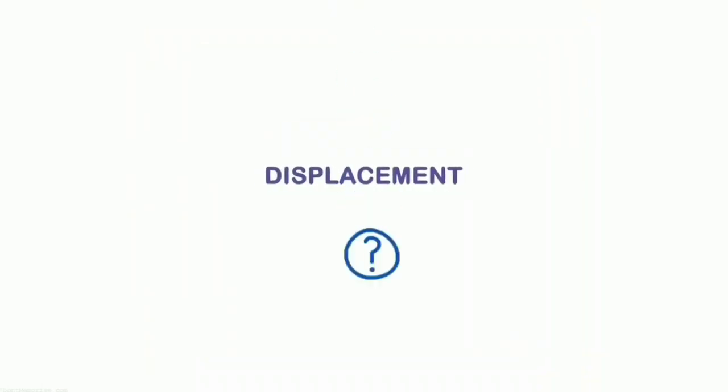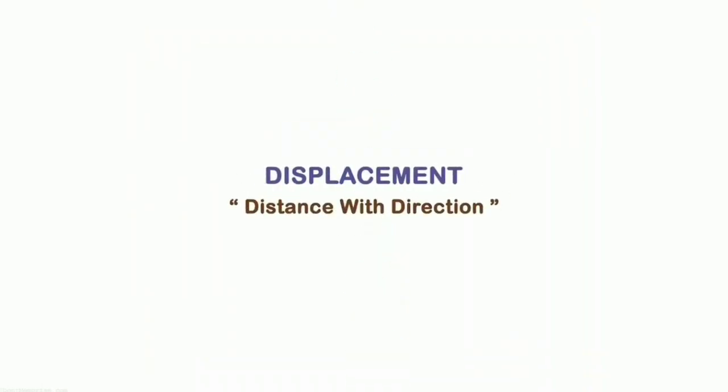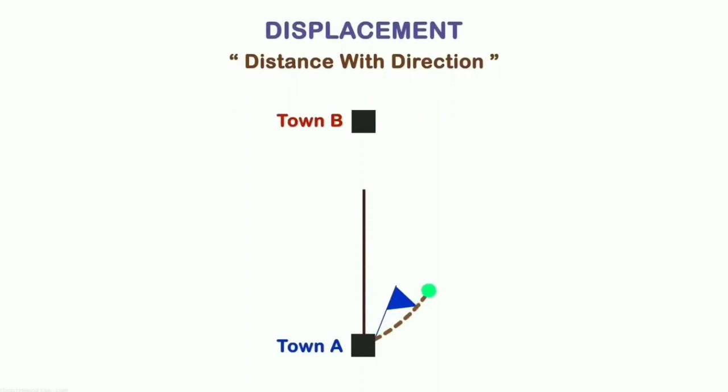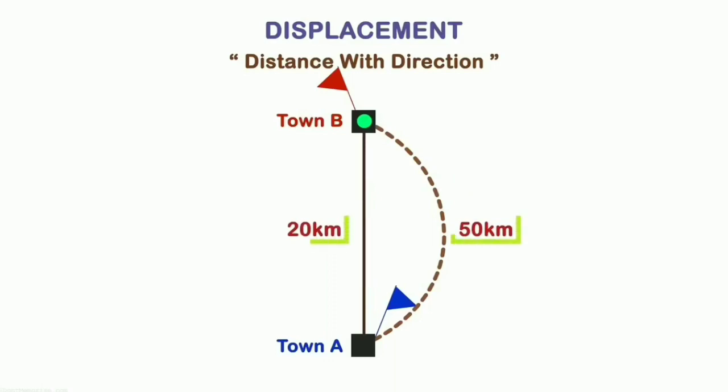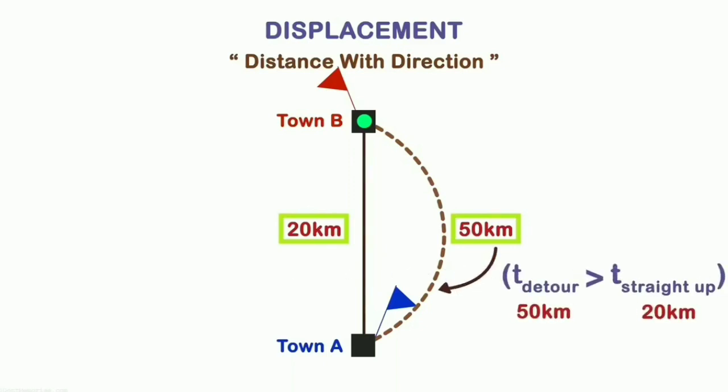So what is displacement? Distance with direction is displacement. Distance with direction? What do we mean by that? You made 2 separate trips to this town. Was the distance covered in both the cases the same? Have a good look. It wasn't. In each of the 2 cases, the distance was different. The time you took for the detour was greater than the time you could go straight across.